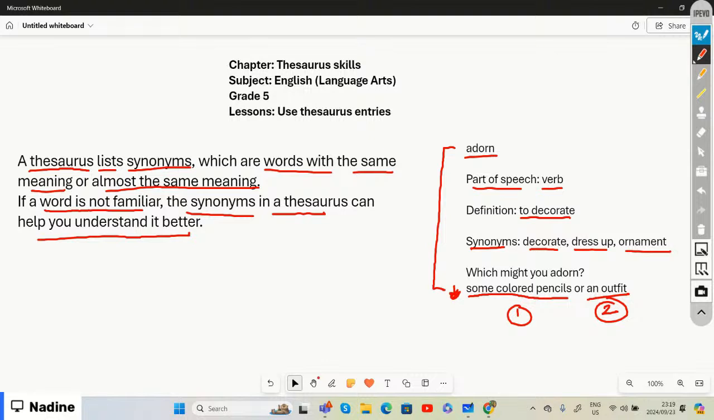All right, something that you might adorn, you might want to decorate, we can say yes is an outfit. So the answer is an outfit. Because remember, adorn is a verb, it's an action. So we can maybe say it is to dress up, right? It's something that you're doing. So something that you might decorate, we might say it is an outfit. So well done. An outfit is correct.